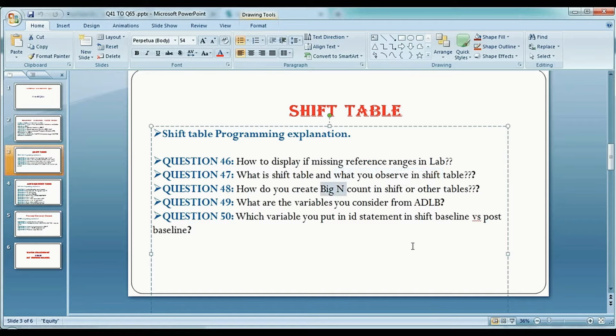How to create the BIGN and other tables? By using macro variable creation, I use PROC SQL with the INTO method, sometimes the CALL SYMPUT method, and sometimes the percentage method is also used to count the BIGN, which is used for the percentage calculation. What are the variables considered in ADLB? ANRIND and BNRIND are both the main variables. BNRIND contains baseline-related results, and ANRIND contains all post-baseline as well as baseline results. What do you put in the ID statement if the rows show the baseline and the columns show ANRIND? Since the ANRIND values are column-wise, we can use ANRIND in the ID statement. So this is the shift table.